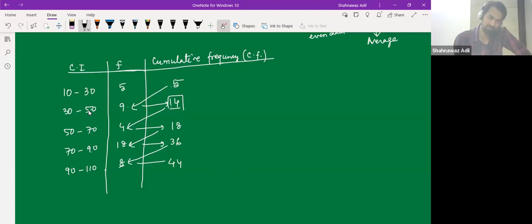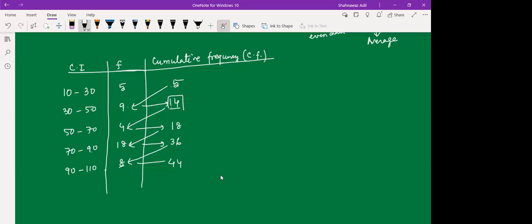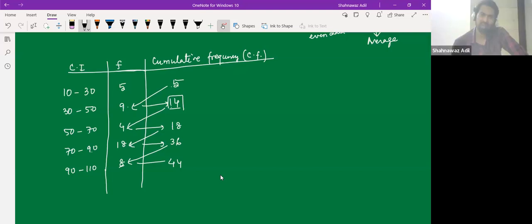Or you can also think like that. From 10 to 50, what is the frequency? 9 plus 5, 40. And from 10 to 70, how many? 4 plus 9 plus 5. So you can calculate in this way, but this way seems easy, right? You just diagonally add them, right? Understood? Yes, sir.